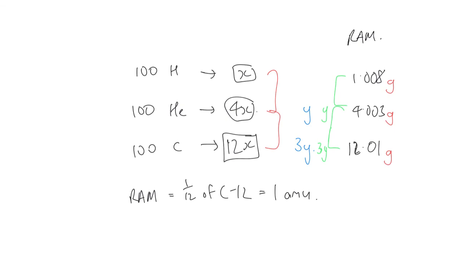So 1.008 grams will be equal to X amount of atoms. This will be equal to how many atoms then? 4.003 grams of helium will be equal to how many atoms? X. They're all X. The same number of atoms will weigh different amounts. We said that before: different weights can equal the same number of atoms, depending on what type of atom you've got.